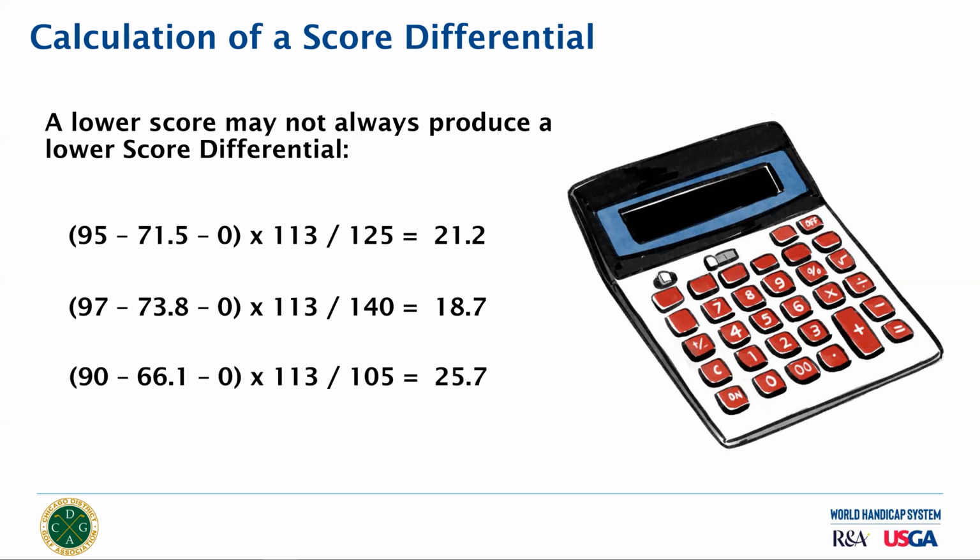We have a 90 that was scored on a course with a 66.1 course rating and a slope rating of 105, which gives us a differential of 25.7. Of these 3, the best score from a handicap calculation standpoint is the 97. So while most of the time the lower score will be the one that is used as part of the calculation process, it is not always the case. That is why the differential number is important, and it is the low 8 of 20 differentials that is used to calculate the index.